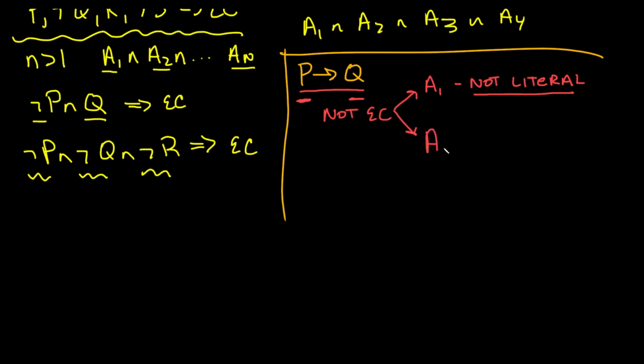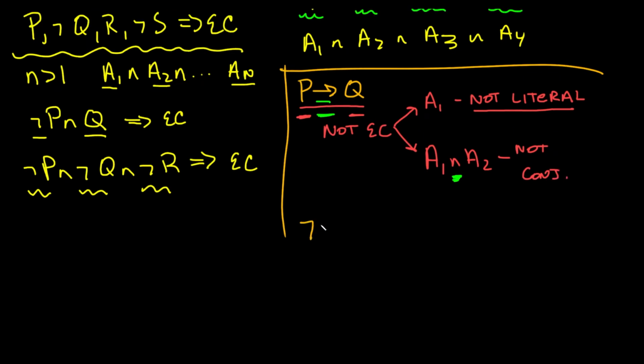The answer here is if we treat it as the form a sub 1 and a sub 2, one thing that we see is that the formula is not a conjunction. Notice the main operator here is this right arrow, whereas in order for it to be an elementary conjunction, it needs to be a conjunction of literals. So this would not be an elementary conjunction because the formula is not even a conjunction.